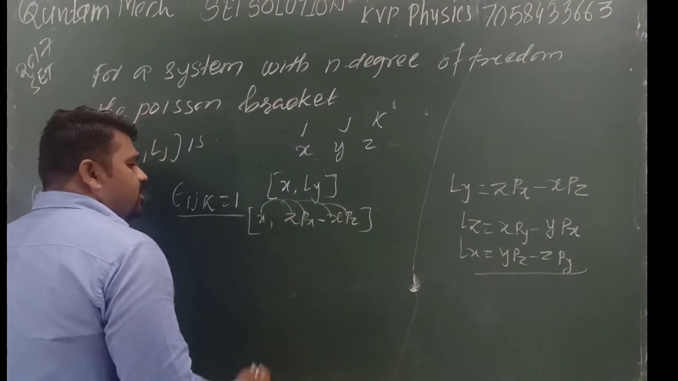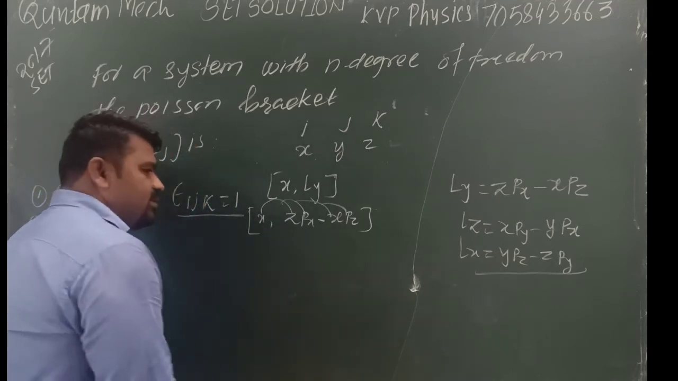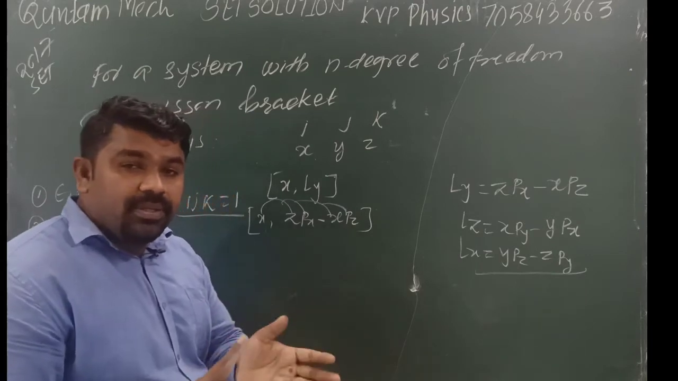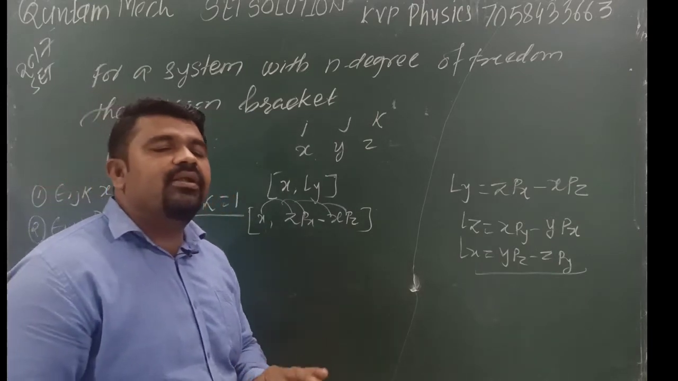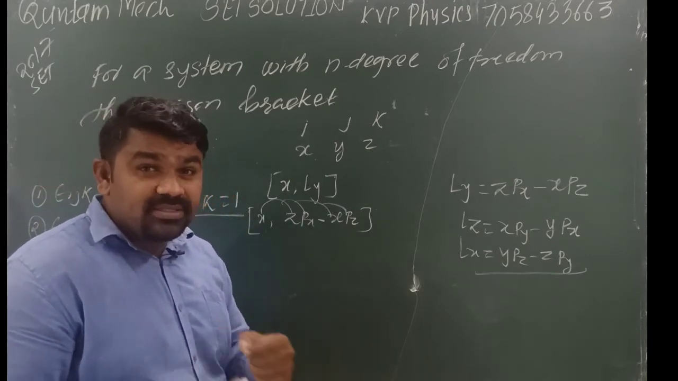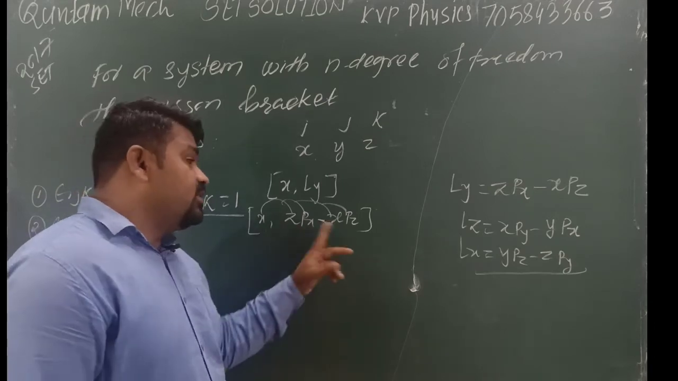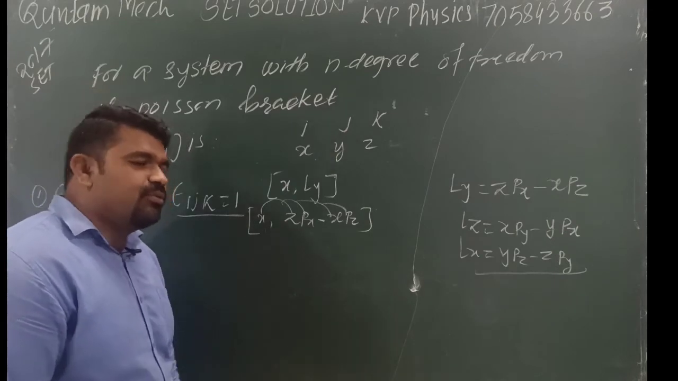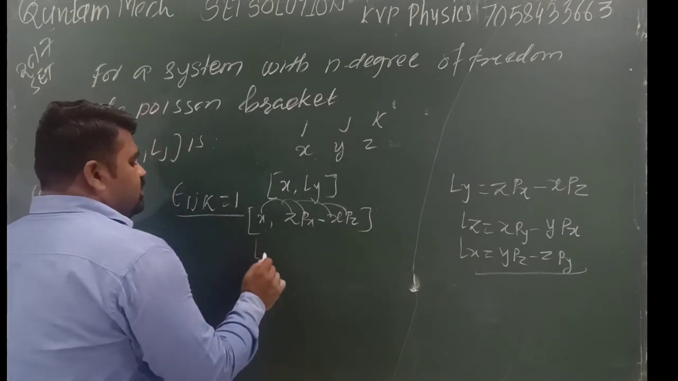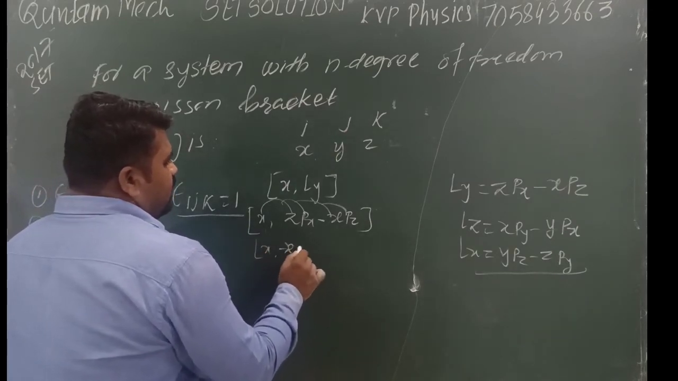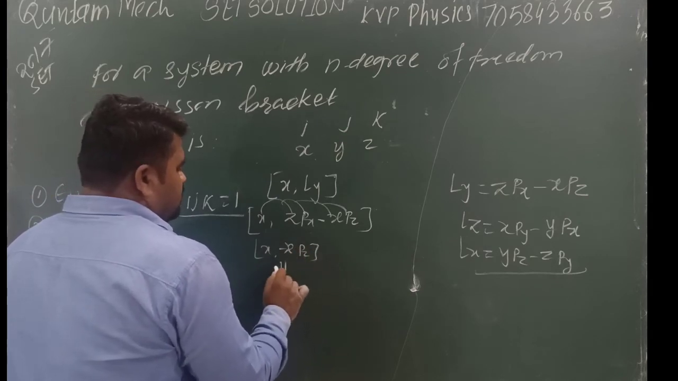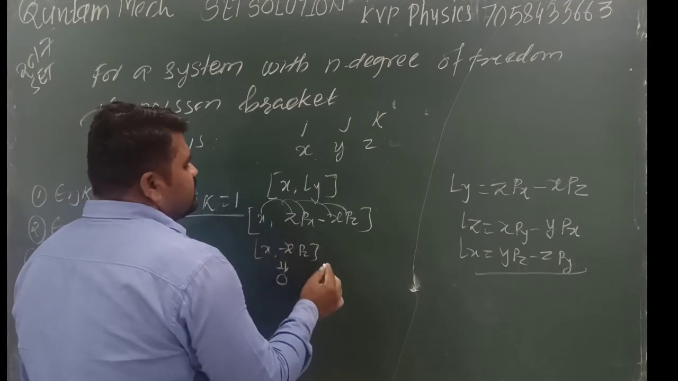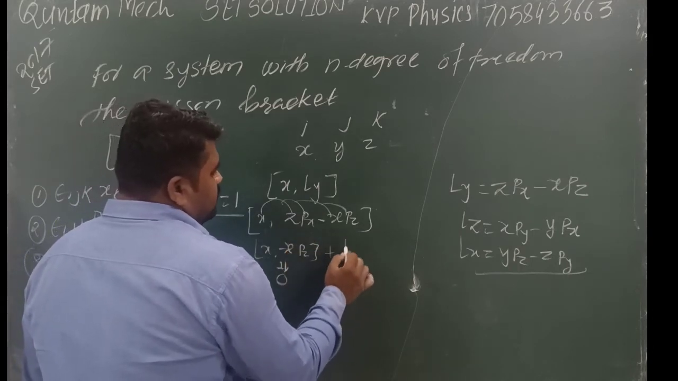But we know that x with x commutes with itself, giving 0. X with pz: these are in different directions, so we can measure both components simultaneously and precisely. Then this commutation relation is equal to 0. So x comma minus x pz is 0, because one commutes with itself and the other is a different component.